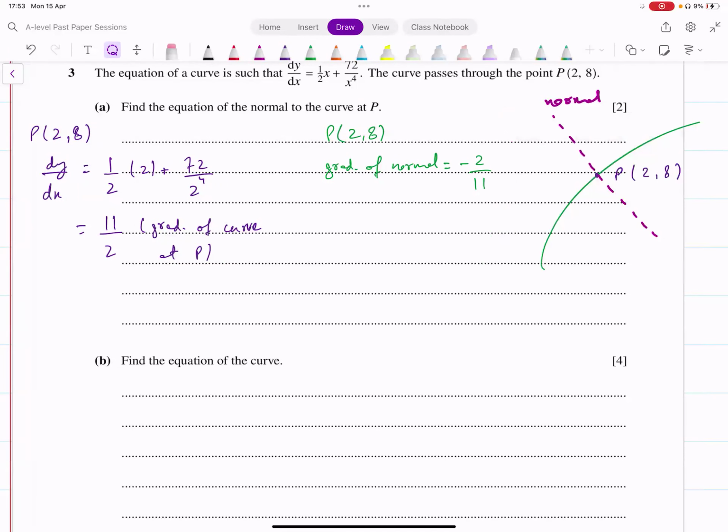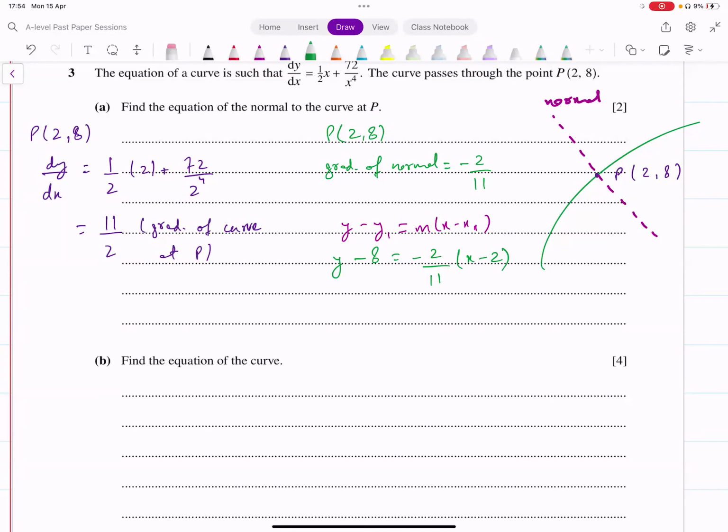And now you can write down the equation. You can say, this is the standard form, y minus y1 equals m into x minus x1. Just input values in this, and you get y minus y1, which is 8, equals m, which is minus 2 over 11, into x minus 2. And that's the equation of the normal that we were looking for.